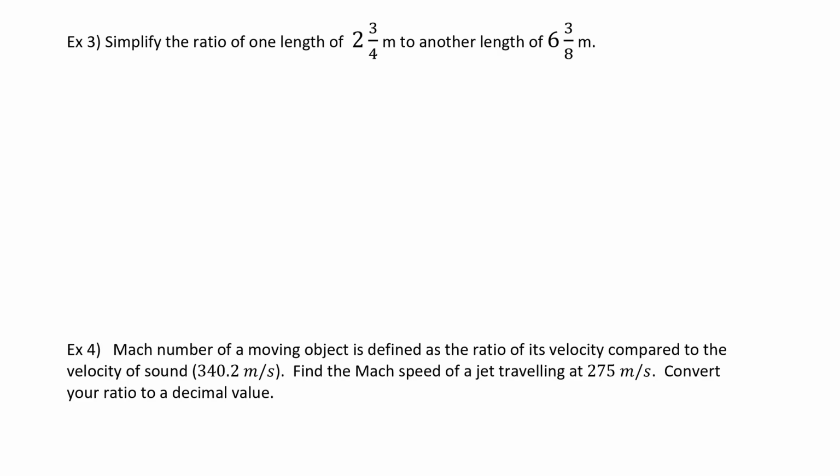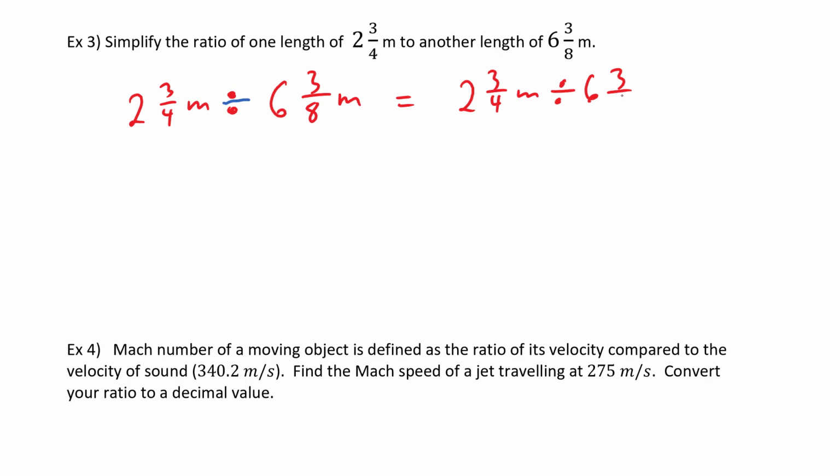Simplify the ratio of one length of 2 3/4 meters to another length of 6 3/8 meters. Let's write that down to begin with. We have the same unit, so we don't have to convert. 2 3/4 meters compared to 6 3/8 of a meter. This is a challenge, but let's use what we've learned earlier and figure this one out. 2 3/4 meters, what if we just stuck a line in between there? We get a division, 6 3/8 meters.